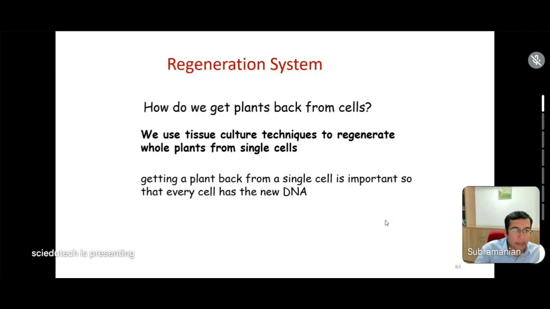Next slide. So the regeneration system, how does it work? How do you get plants back from these transformed cells? For that, you require tissue culture techniques to regenerate whole plants from single cells. That itself is a big topic, and we won't be covering all of that today. Getting back a plant from a single cell is important, so that every cell has the new transformed gene or DNA in there. Next slide.